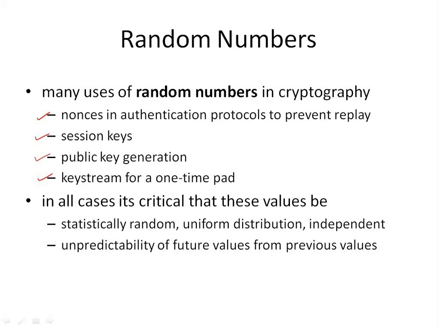And in all these applications, it is critical that the value should be random. Random means that they should be statistically random, they should be uniformly distributed and independent of each other. Along with it, it should be unpredictable, that is, it should not be possible to predict the future values based on the previous values.